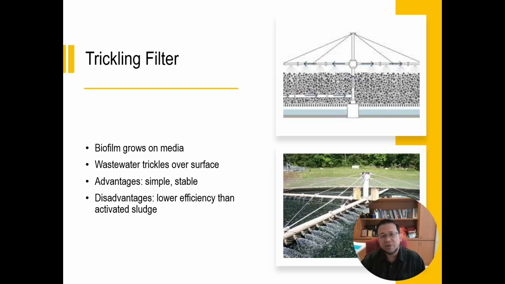Another biological method is the trickling filter. Unlike the suspended growth of the activated sludge, this system uses a fixed film approach. Wastewater is distributed over a bed of media, which can be rocks or synthetic plastic materials. As the water trickles down, a layer of microorganisms, or a biofilm, grows on the surface of the media. These microbes then oxidize and consume the organic matter in the wastewater.